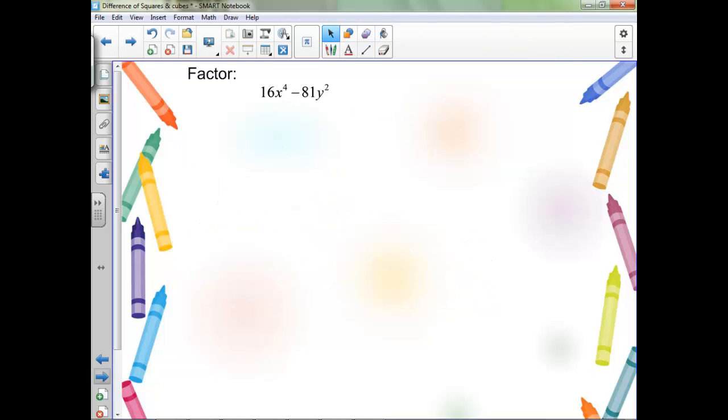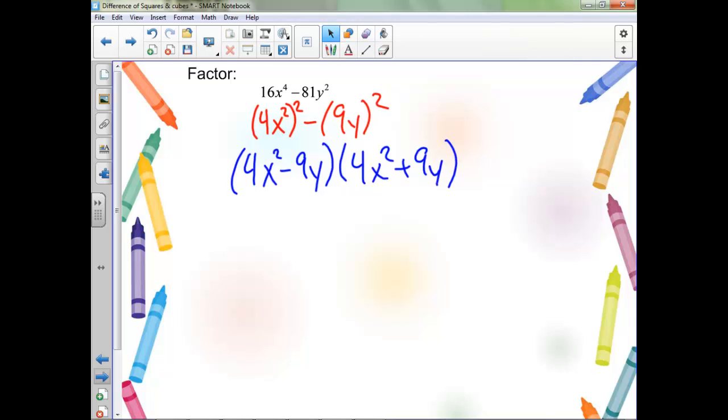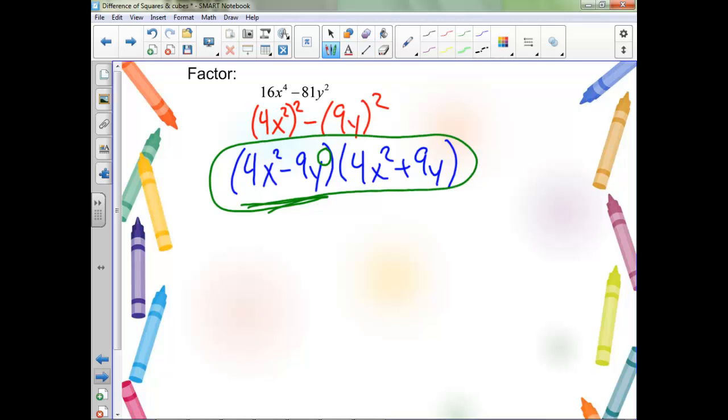Alright, now factoring this one. Once again, notice this is 4x squared minus 9y squared. So once again, it's a difference of squares. So we'll have our 4x squared minus 9y, and then our 4x squared plus 9y. Now notice this is not a y squared, so this isn't a difference of squares anymore over here. So we can't factor anymore. So we are done. And that is all for this section.